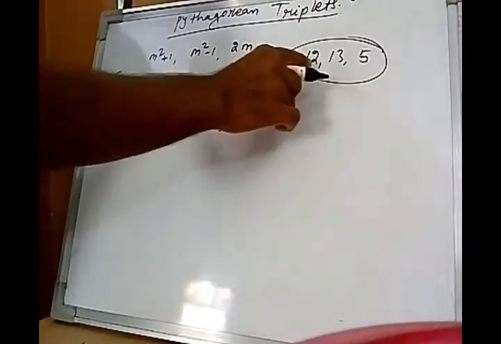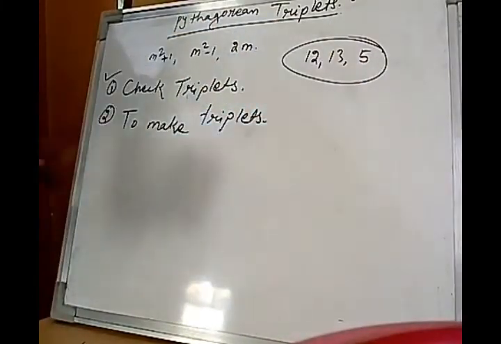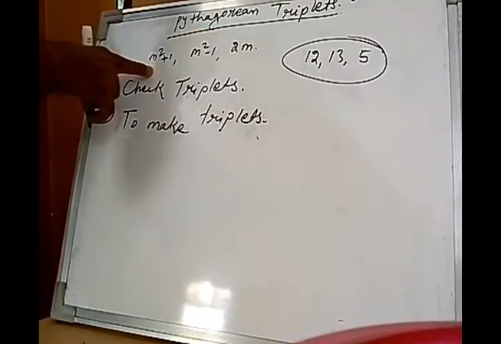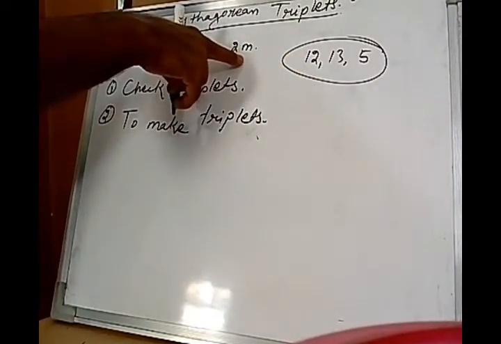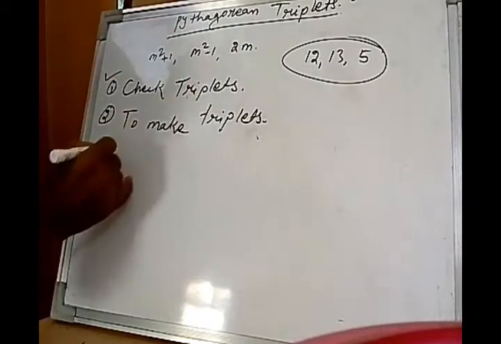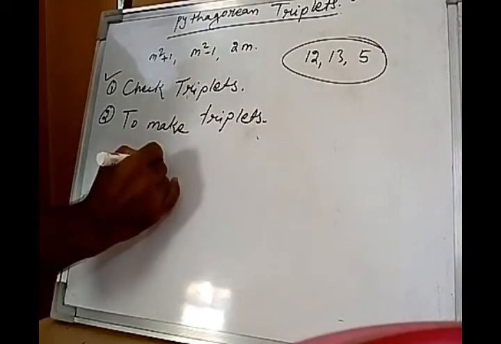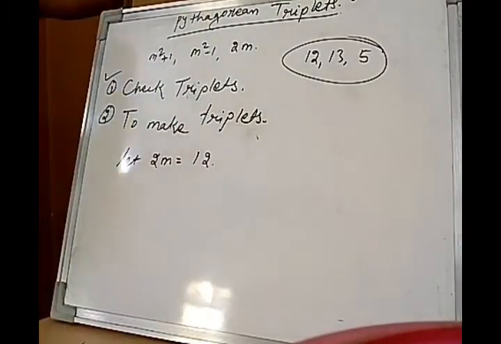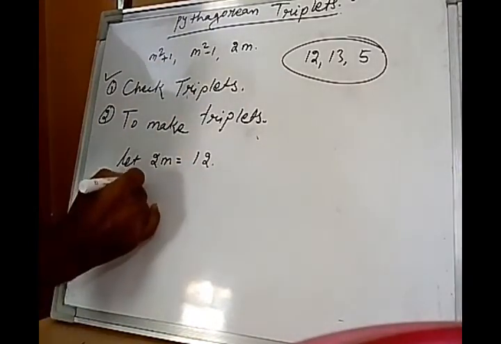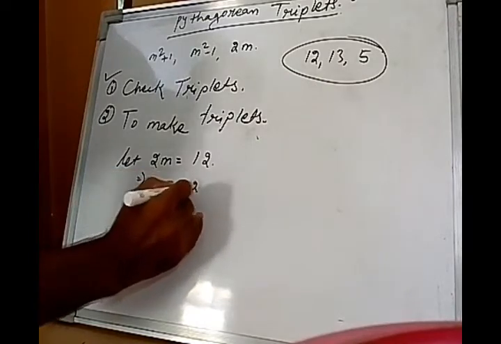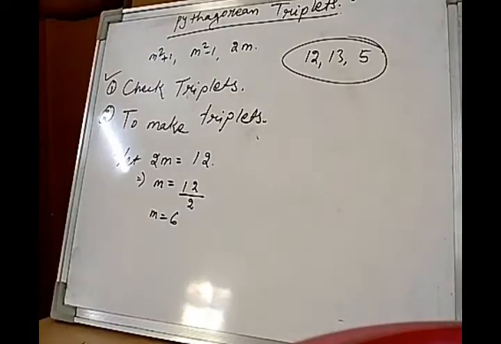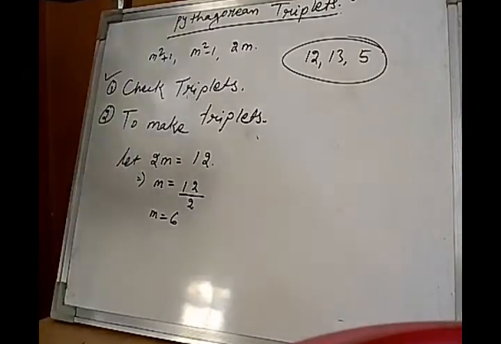So here you have to find out first who is the even number. Here 12 is the even number. So in our list of triplets, 2m is the even number. So let 2m equals to 12. At least one number will be even. This implies m equals to 12 upon 2, m equals to 6. So here we got the value of m equals to 6.